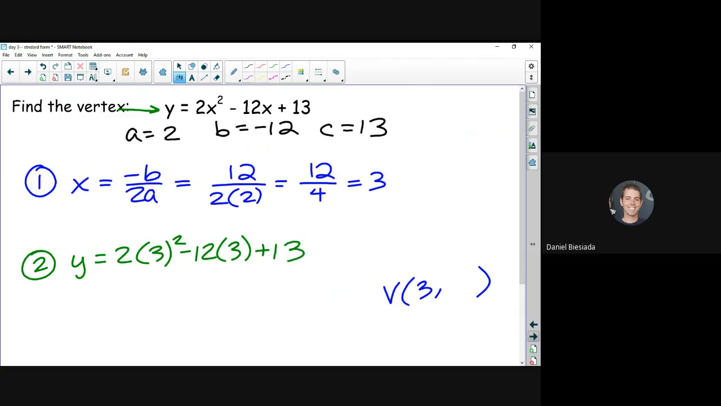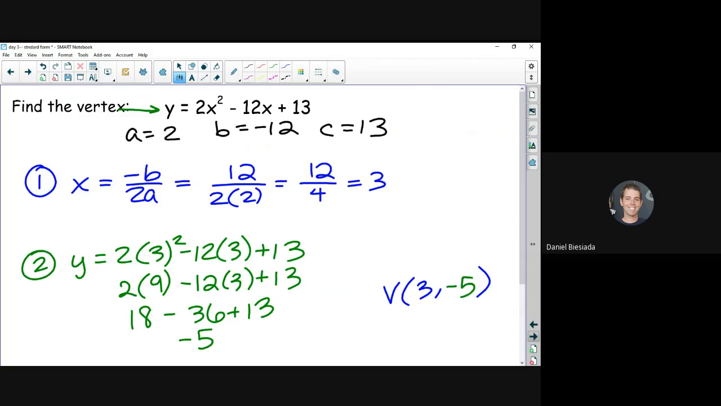Again, always work on your exponents first. 3 squared is 9. We've got 18 minus 36 plus 13. And if I work that through, that's going to give me an answer of -5. That's my y value. So my vertex here is the ordered pair 3, -5.